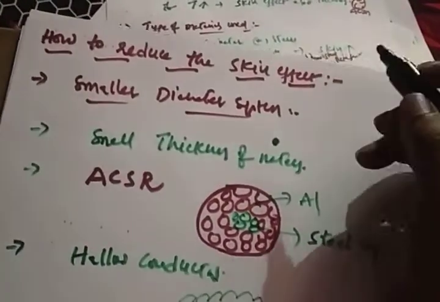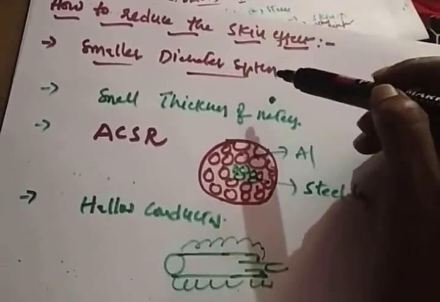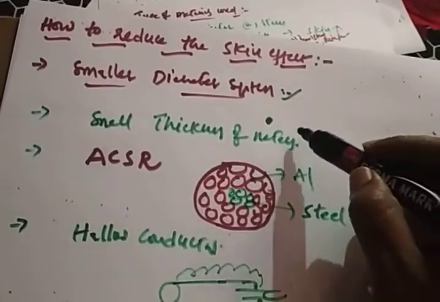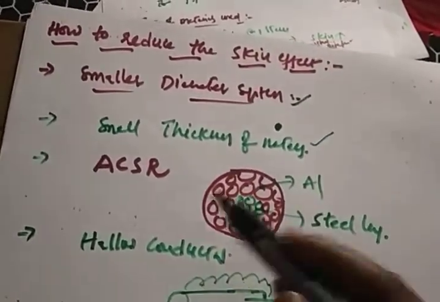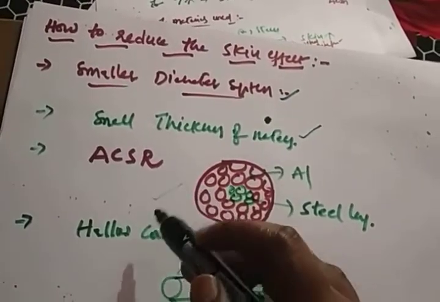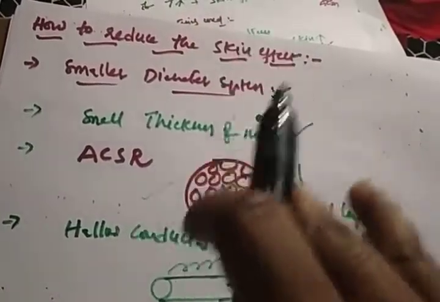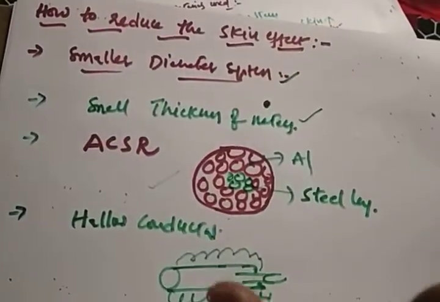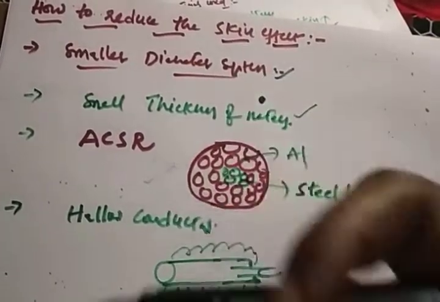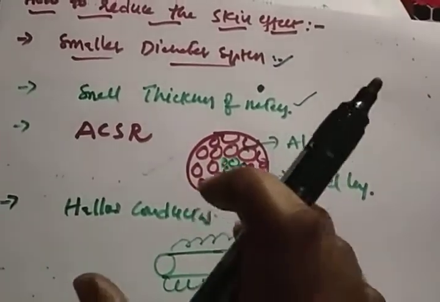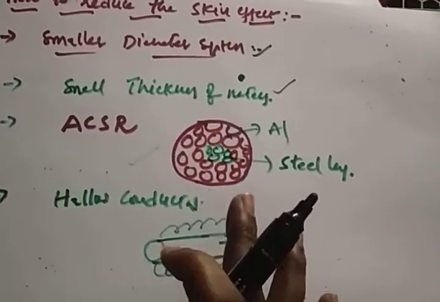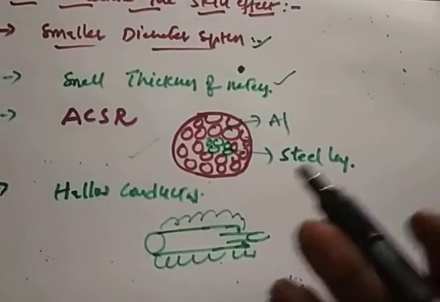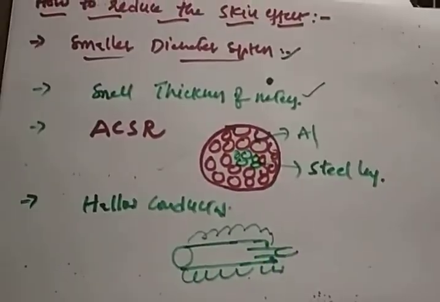So what are the methods? I'll explain one more time. The smaller diameter conductors that we are going to use, and the second one is the thickness of the conductor should be very small, and the third one is we always prefer ACSR conductor. That means we don't go for solid conductor materials. If solid conductor materials are present in the system, definitely the skin effect will be very high. And after that, halo conductors. If you use these types of conductors in a transmission system, we can reduce the skin effect, right?